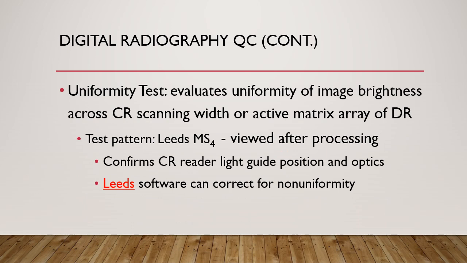The uniformity test evaluates uniformity of image brightness across CR scanning or the active matrix array for digital radiography. The test pattern is the LEEDS MS4. It's viewed after processing, and it confirms CR reader light guide position and optics, and the LEEDS software can correct for non-uniformity.